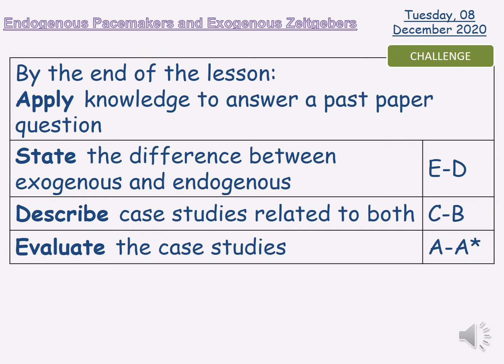Okay, so by the end of this lesson on endogenous pacemakers and exogenous Zeitgebers, you should be able to apply knowledge to a past paper question. You should be able to state the difference between exogenous and endogenous. You should be able to describe the case studies related to both and evaluate the case studies.